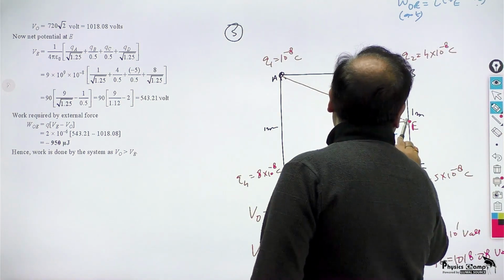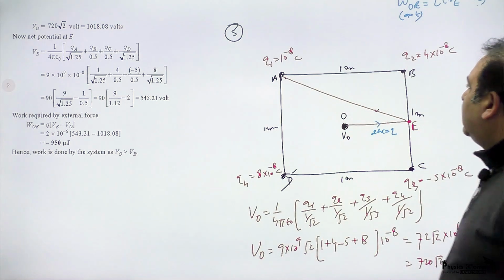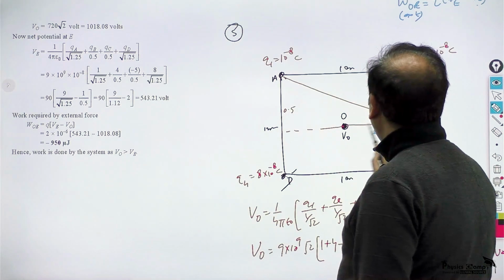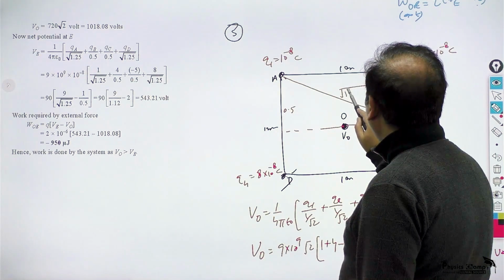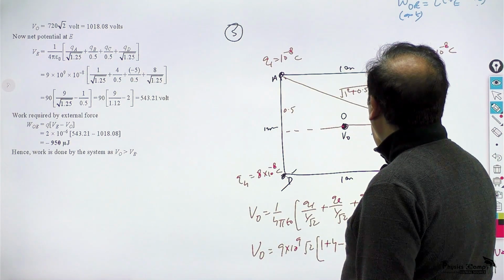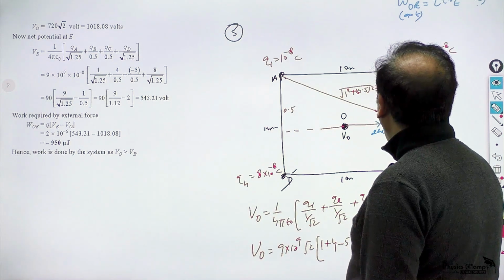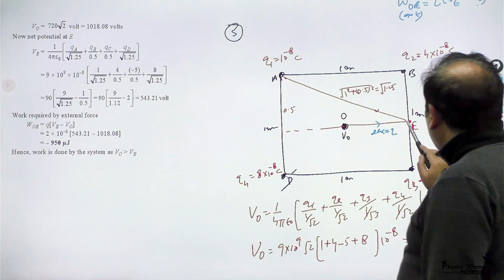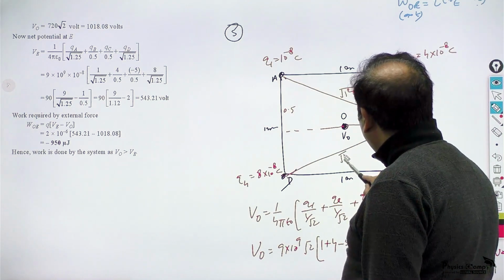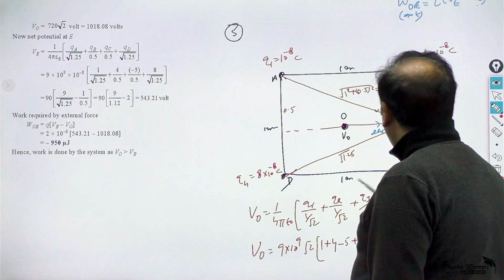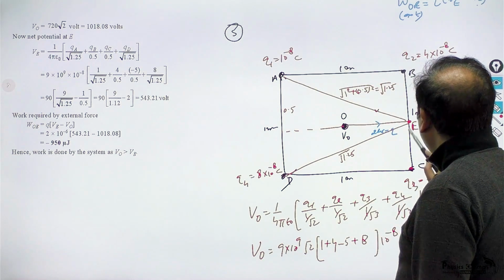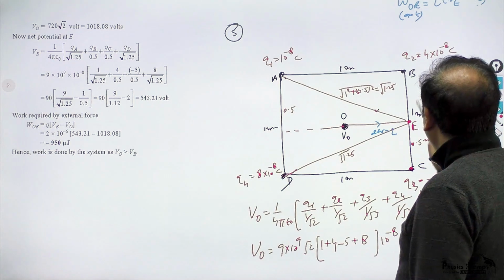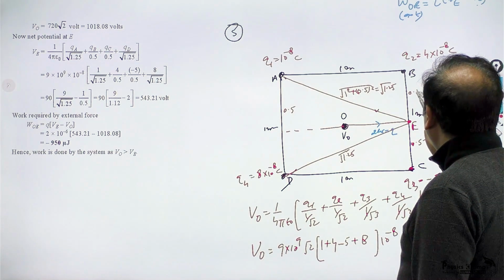How much will be this gap? This is going to be 0.5. This is going to be 1. So this will be root of 1 square plus 0.5 square. So this is root 1.25. Similarly, how much will be this? Root 1.25. And for point C, it is just 0.5 meter apart. And for Q2 also it is 0.5 meter apart.